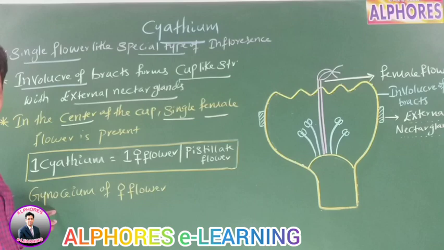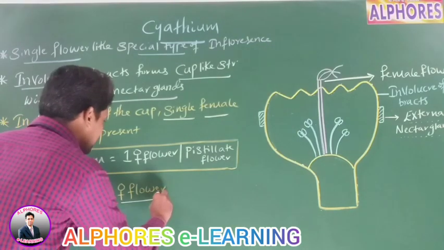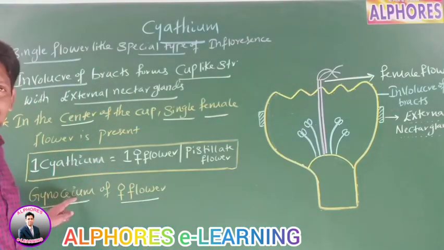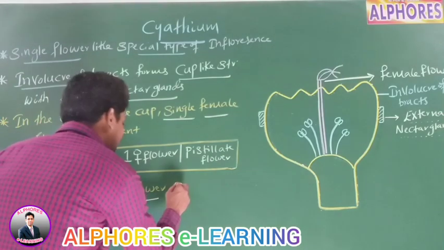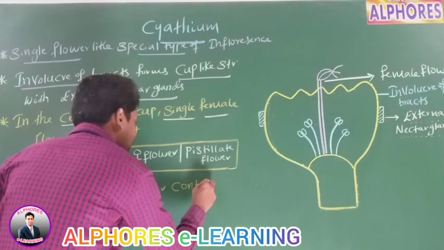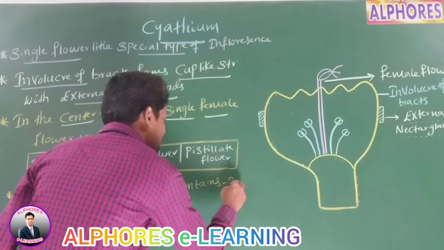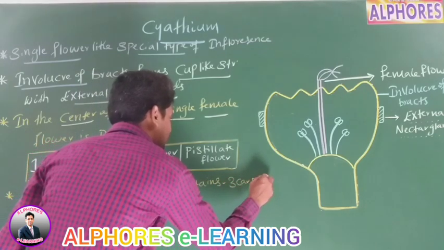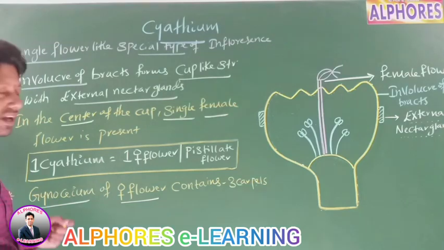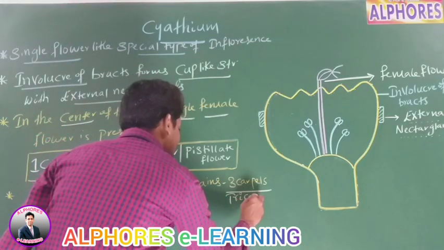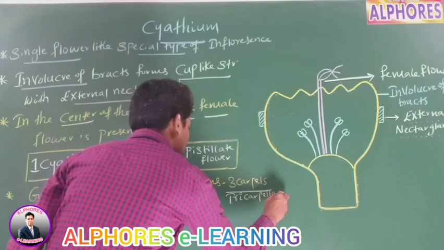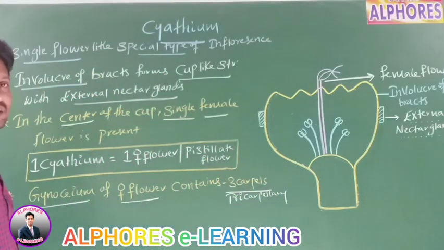Where do these carpels come from? A female flower should contain gynoecium. What is the unit of gynoecium? Carpel. Therefore, the gynoecium of a female flower contains three carpels. As three carpels are present, we call this gynoecium a tricarpellary gynoecium. What is this gynoecium called? A tricarpellary gynoecium.